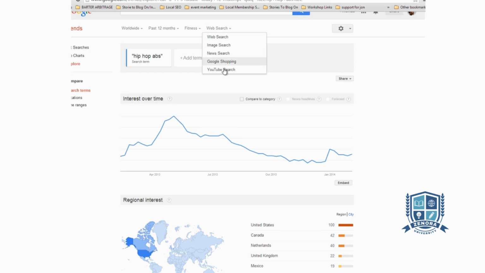Now, in particular, one of the other things that we can do inside of Google Trends is we can go and look inside of YouTube search. We can look inside of Google Shopping. All of these will give us different aspects of the search, different aspects of areas that people are looking inside of the internet for this information. And we want to do that.